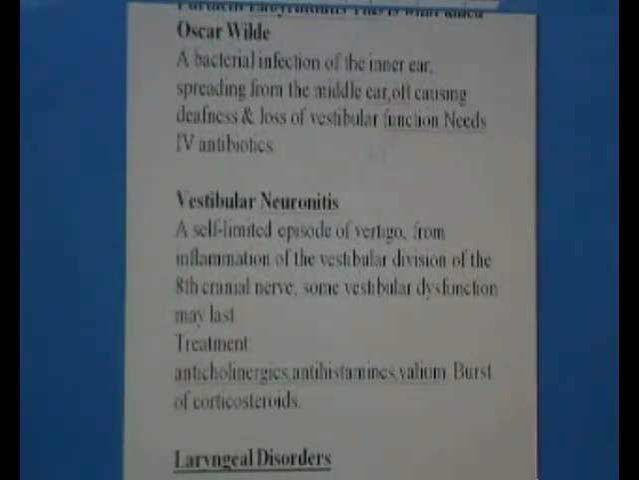Vestibular neuritis, a self-limited episode of vertigo from inflammation of the vestibular division of the 8th cranial nerve. Some vestibular dysfunction may last. Treat with anticholinergics, antihistamines, Valium, and maybe a burst of steroids.